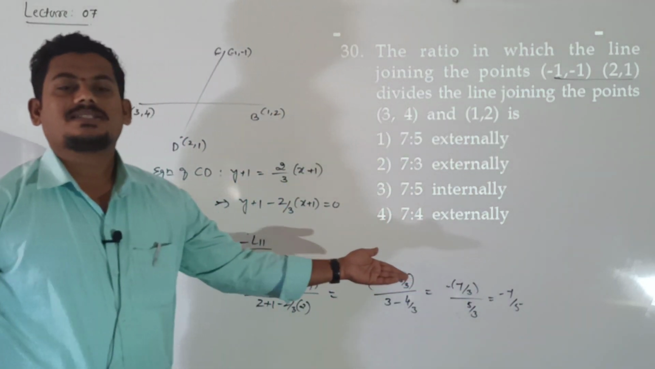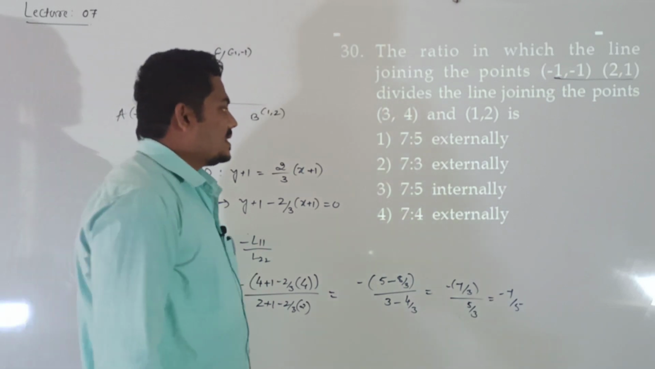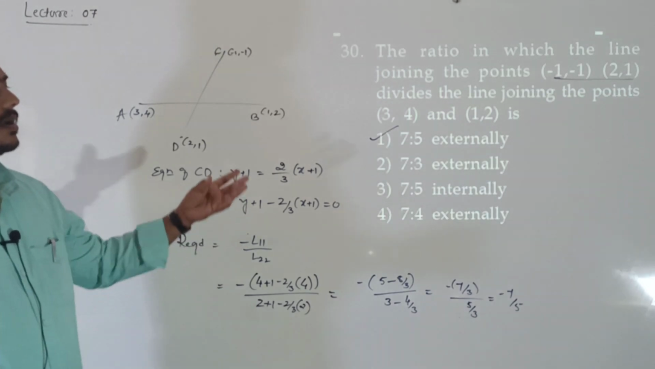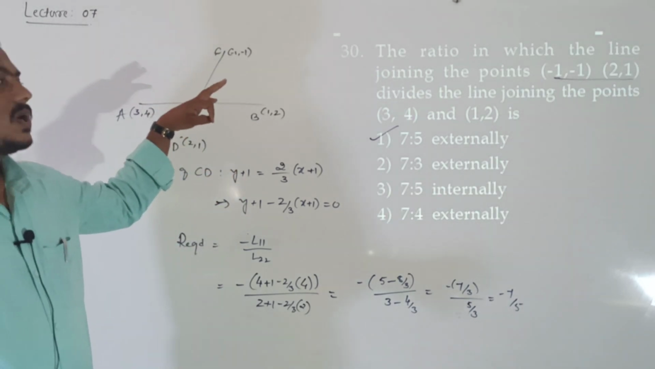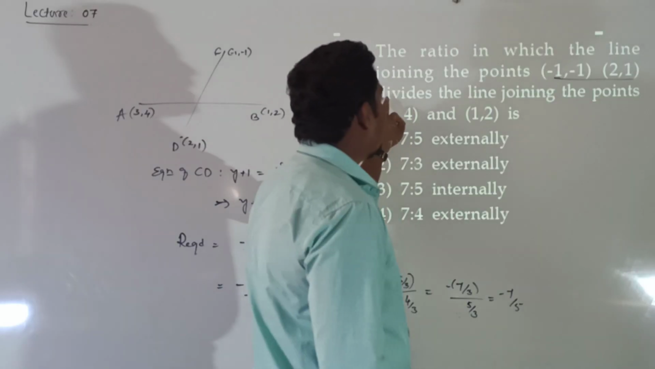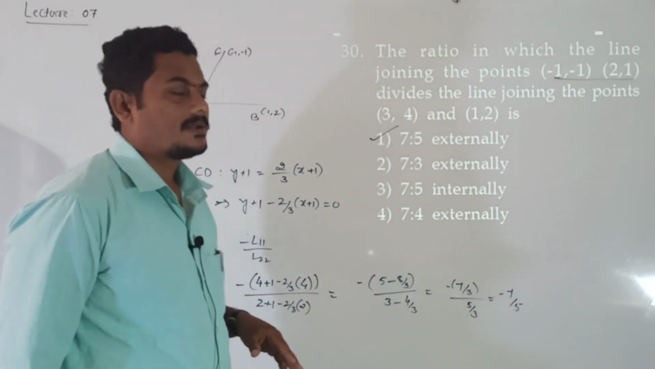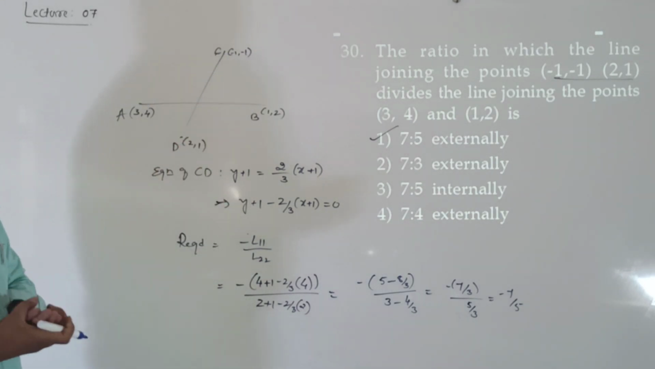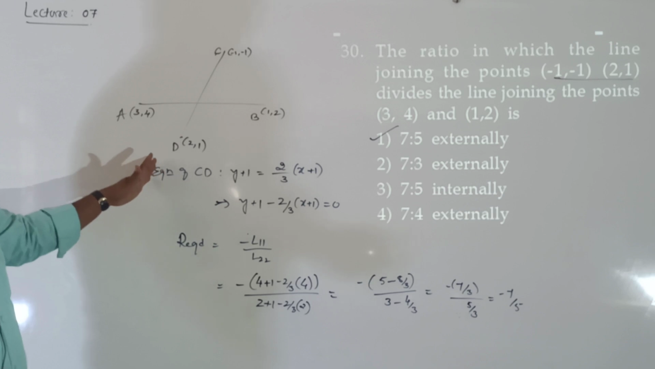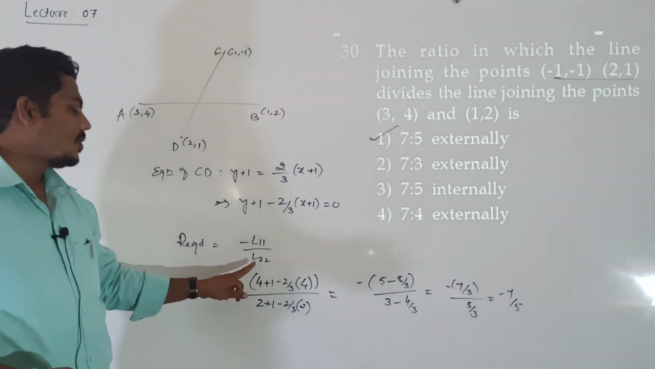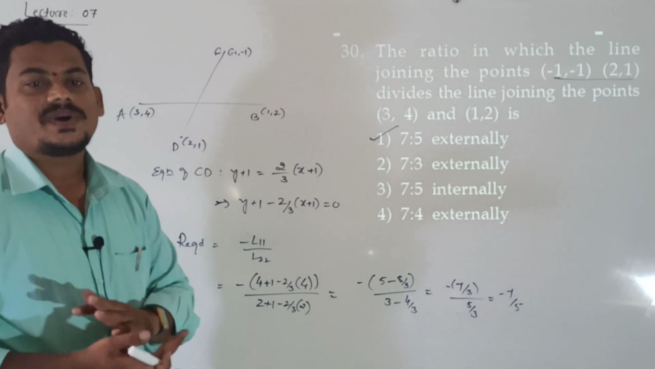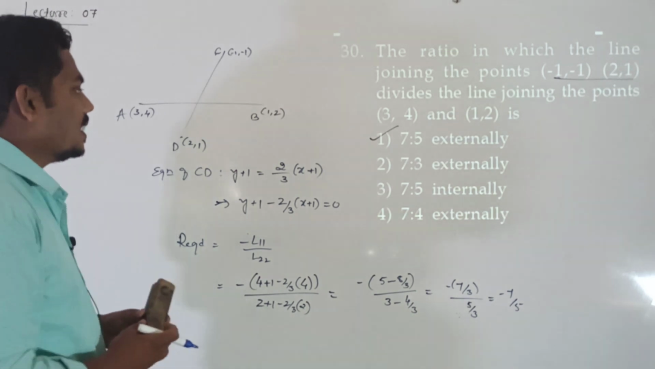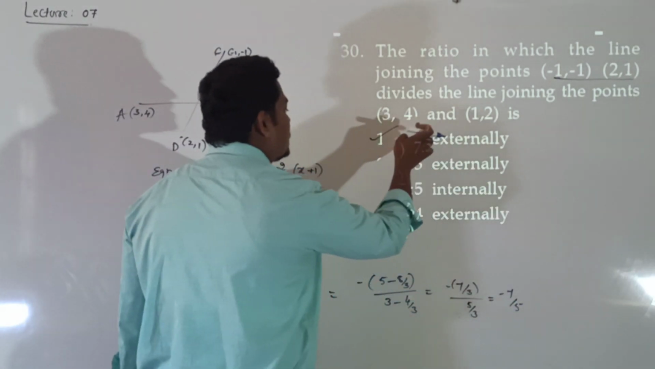This negative sign indicates external division. 7 is to 5 externally, that is the first option. In what ratio does the line joining these 2 points divide the line joining these 2 points? Just find the equation of CD, after that use the shortcut formula. The CD line divides the AB line in the ratio of minus L11 is to L22, but we need to find the L value. L means the equation of the line. This negative sign indicates external division.